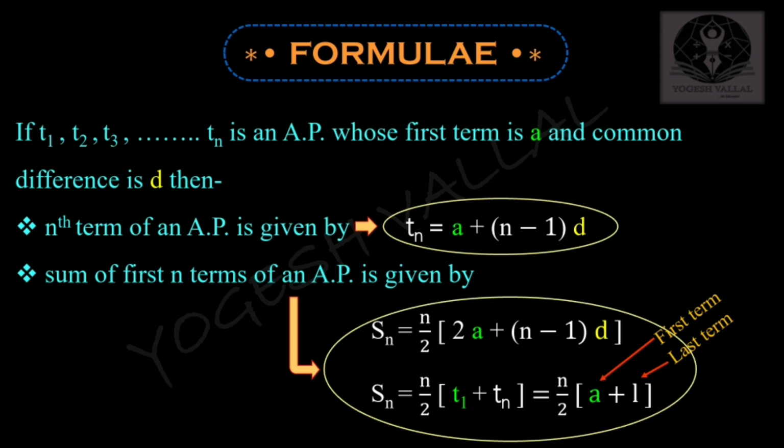If we have to find the nth term of an AP, then we use the formula Tn is equal to A plus n minus 1 into D. And if we want the sum of the first n terms of an AP, then we use the formula for Sn. There are two formulas for Sn. If we know the first and last term, then the second formula is easy.